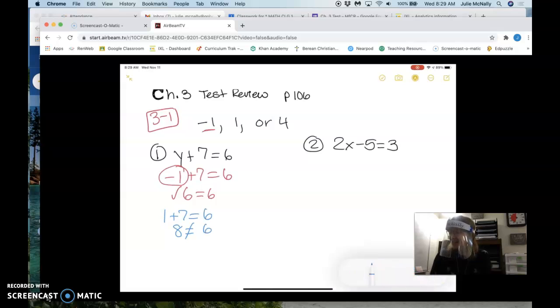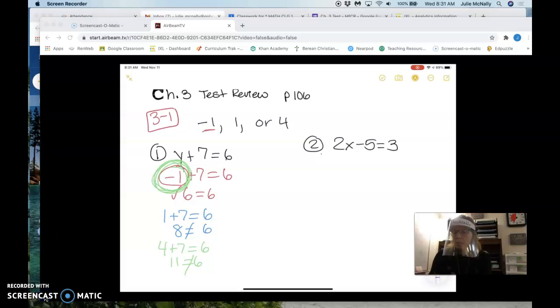Okay. And then, thank you, Ethan. And then the last one I'm going to plug in also. So 4 plus 7 equals 6. And 4 plus 7 is 11. 11 does not equal 6. So the only one that worked for this problem is -1. So the solution to this problem is -1.